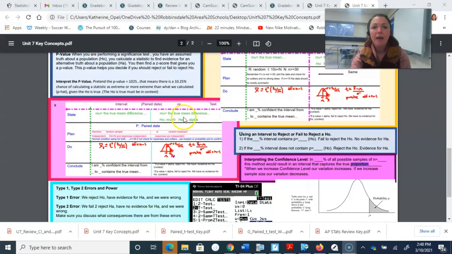Next, the alternative hypothesis we talked about, and then alpha. In an interval, you only have to talk about the true mean difference. Now the conditions change just a little bit. You do need to state in the plan that it's paired data.